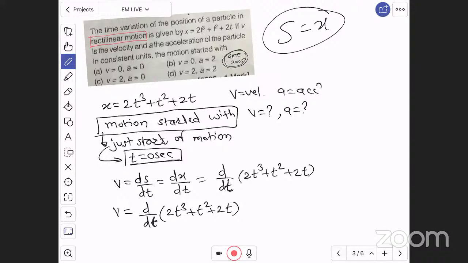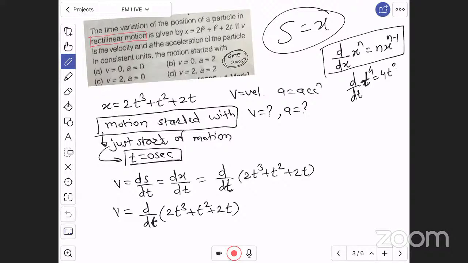Now all the differentiation equations you must know. Mathematics is also in the GATE syllabus, so you should know differential equations too, all the mathematics formulas should come to you. Now what is d/dx of x to the power n? It is nothing but n into x to the power n minus 1. Similarly, if I do d/dt of, let us say, t to the power 4, it will be 4t cube.